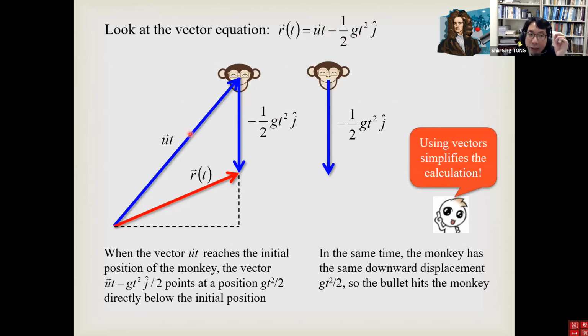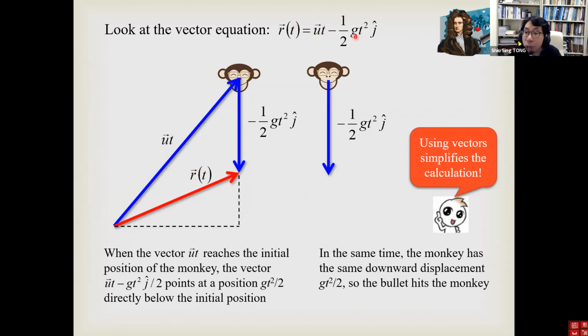Now we wait for a certain time. The initial velocity is pointing towards the monkey. So whenever we wait for a certain time t, the initial velocity will carry the bullet to the position of the monkey, and that is described by this vector we call ut. You simply divide this distance by u, and you will get the time that the vector ut will point to the initial position of the monkey.